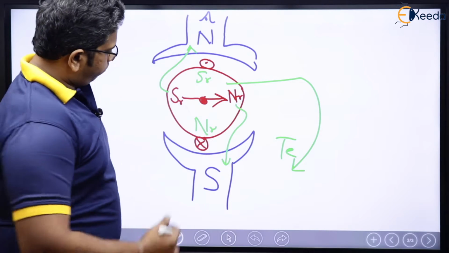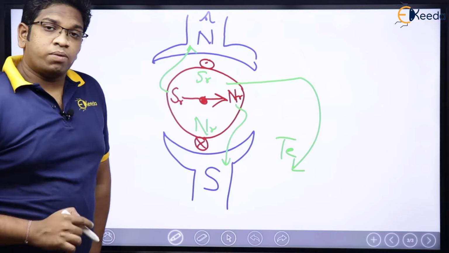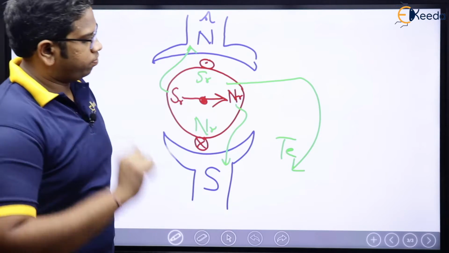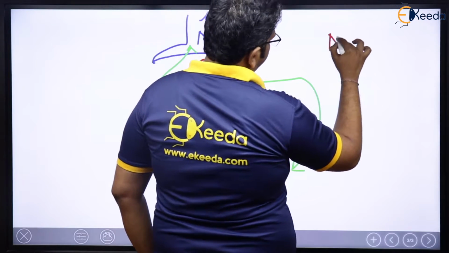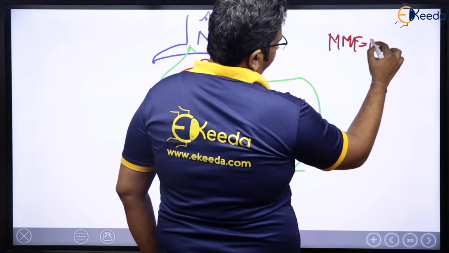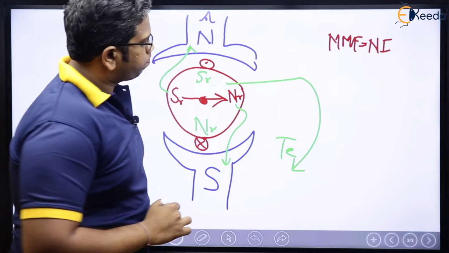Yeah, see here, here is north, here is south. What about the direction of MMF? Now let us discuss a bit about MMF. See here. What is MMF? MMF is nothing but number of turns into current.